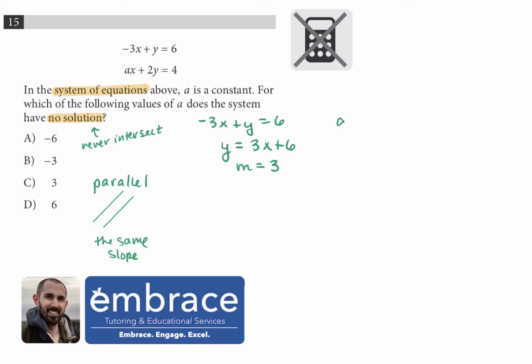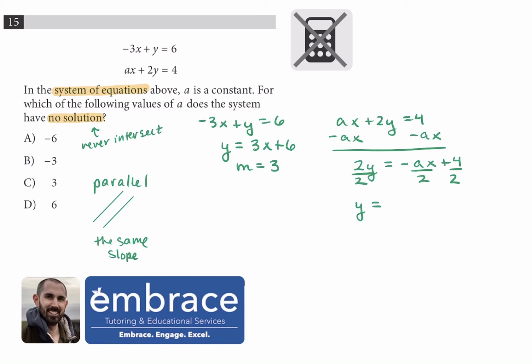So now if I do the same thing with the next equation, I'm going to subtract ax from both sides. I get 2y equals negative ax plus 4. Then I have to divide everything by 2. I'm trying to get these equations into slope-intercept form so that I can interpret its slope. Okay, so now the slope here is the coefficient of x, which is negative a over 2.